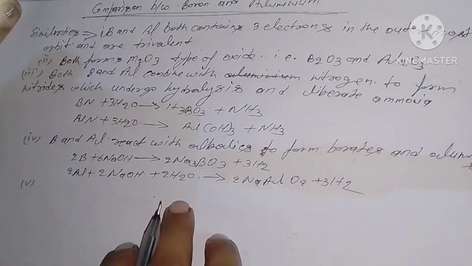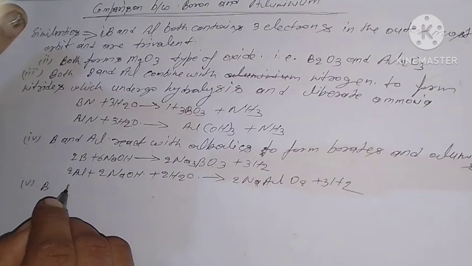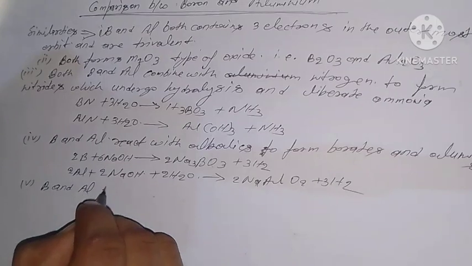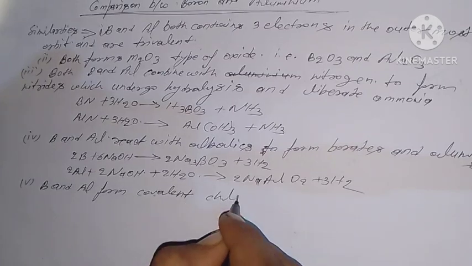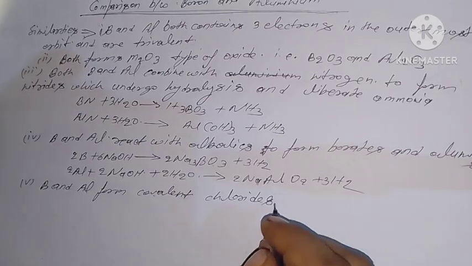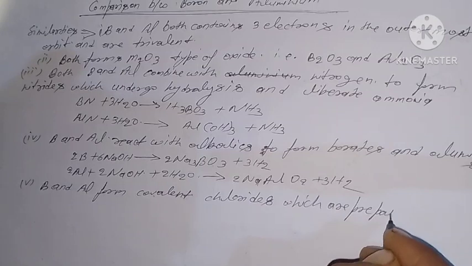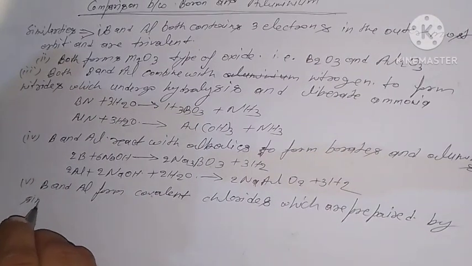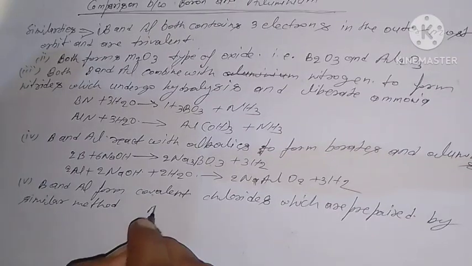Fifth similarity. Boron and aluminium form covalent chlorides which are prepared by a similar method.